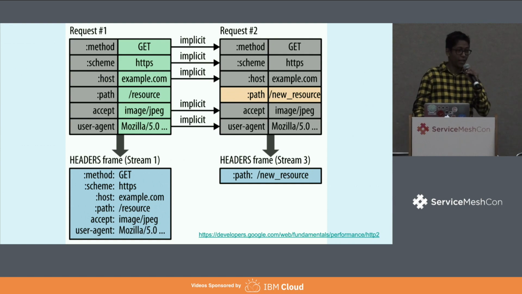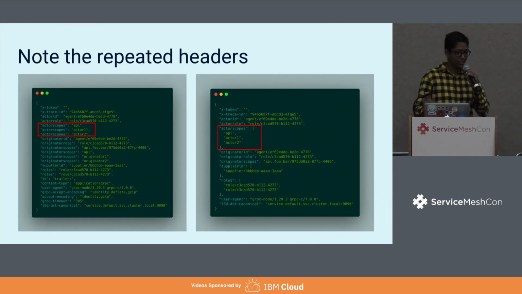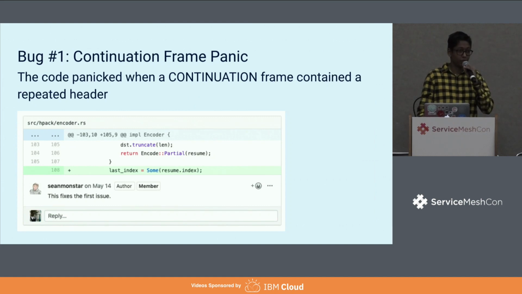Okay, with that, we have enough information to go back and understand this bug. So remember, Anna's payload is a large payload. It might be split into multiple frames. It might have a continuation frame. And also notice that there's repeated headers. And in fact, that was bug number one.